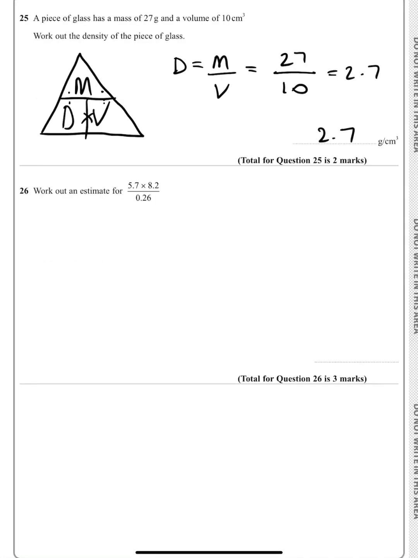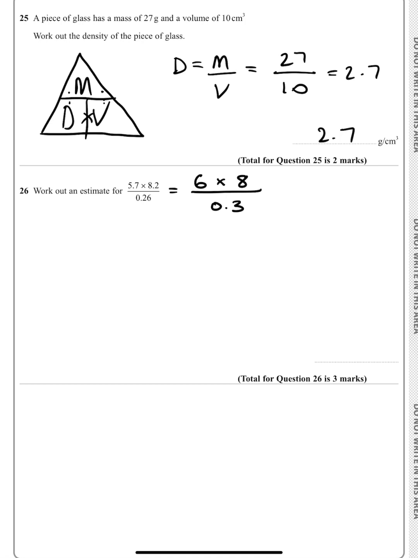Question 26 says work out an estimate for 5.7 times 8.2 over 0.26. So I'm going to round all the numbers in the numerator to the nearest integer. So 5.7 rounded to the nearest integer is 6. And then I'm going to multiply that by 8.2 rounded to the nearest integer, which is 8. I'm going to put that over 0.3. So I'm going to round that denominator to 1 decimal place, because if I do round it to the nearest integer, I would get 0. And I don't want to get 0 in my denominator. So I'm going to round that to 1 decimal place, which is 0.3.